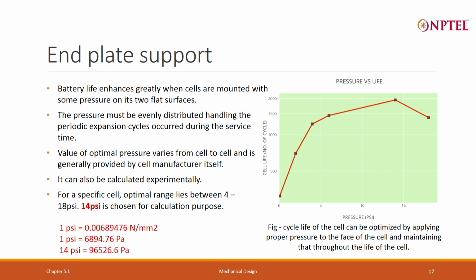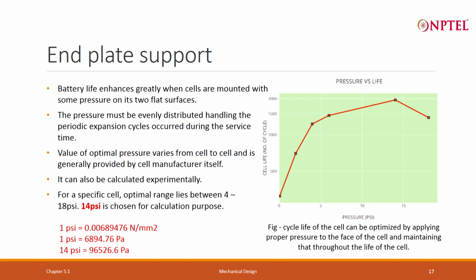So, it is important to provide some uniform pressure on the cell surfaces. What would the pressure be? Generally it comes from the cell manufacturer, that if you provide this much, this is the optimum pressure range for the cell. Once we know from the manufacturer how much pressure we need to provide on the cell surface, accordingly we design the end plate.